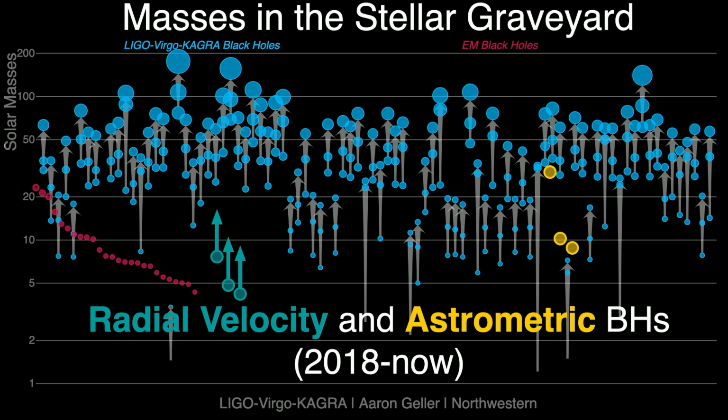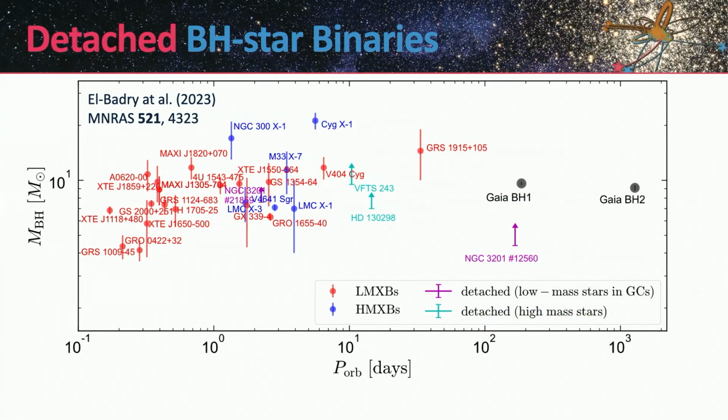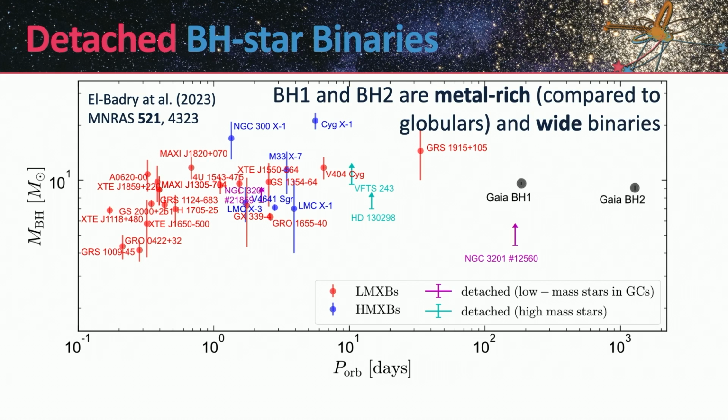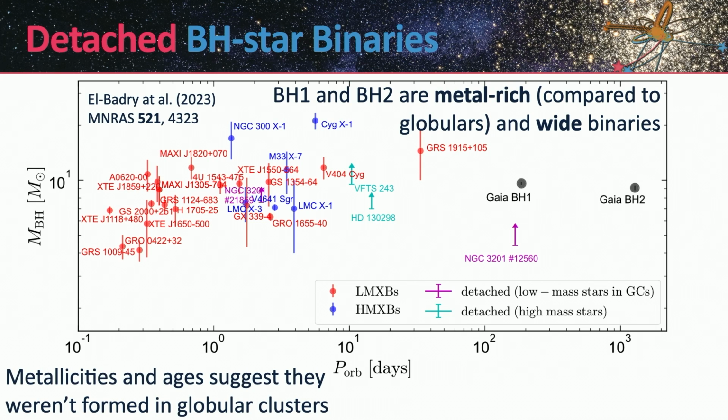Looking at the astrometric black holes, right? This is another plot from Kareem's paper. They're in a very unique position in terms of orbital period and mass space. They're very wide binaries. And unlike the globular cluster systems, they're all very metal rich, right? And so we don't actually think they were formed in globular clusters. That would be totally inconsistent with what we know about these systems. But what about other star clusters? What about young open clusters? Because we know most stars actually formed in those types of clusters anyway.